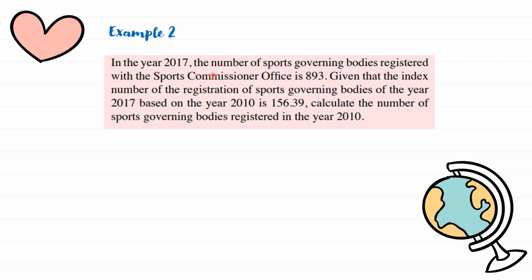Example number 2. In the year 2017, the number of sports governing bodies registered with the Sport Commissioner Office is 893.